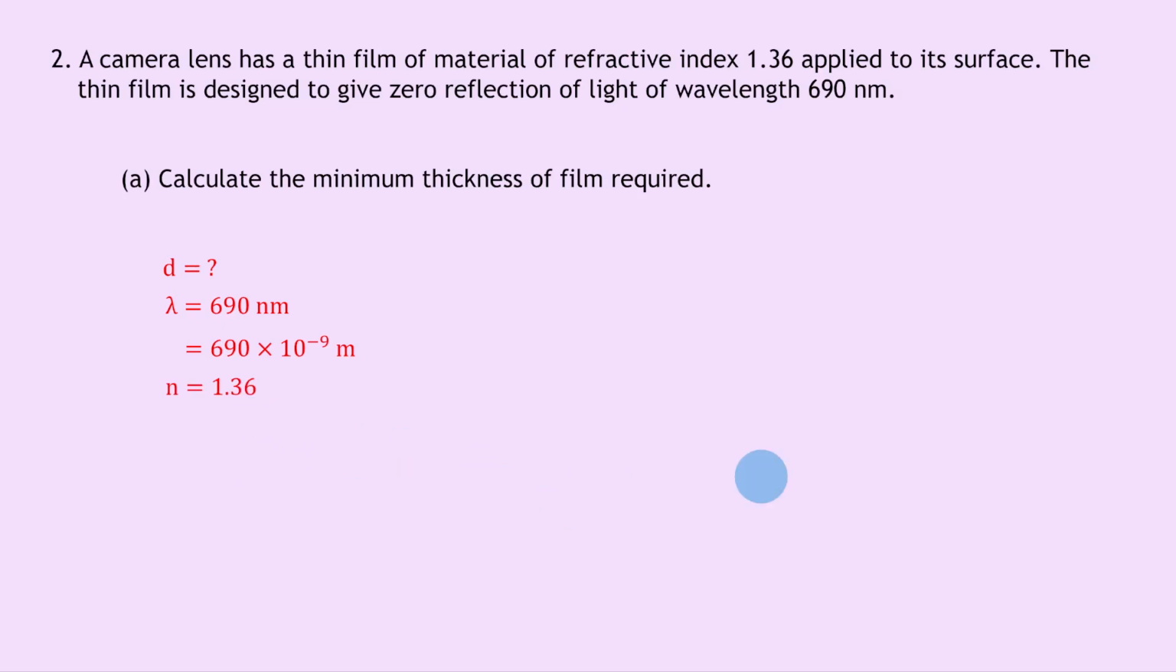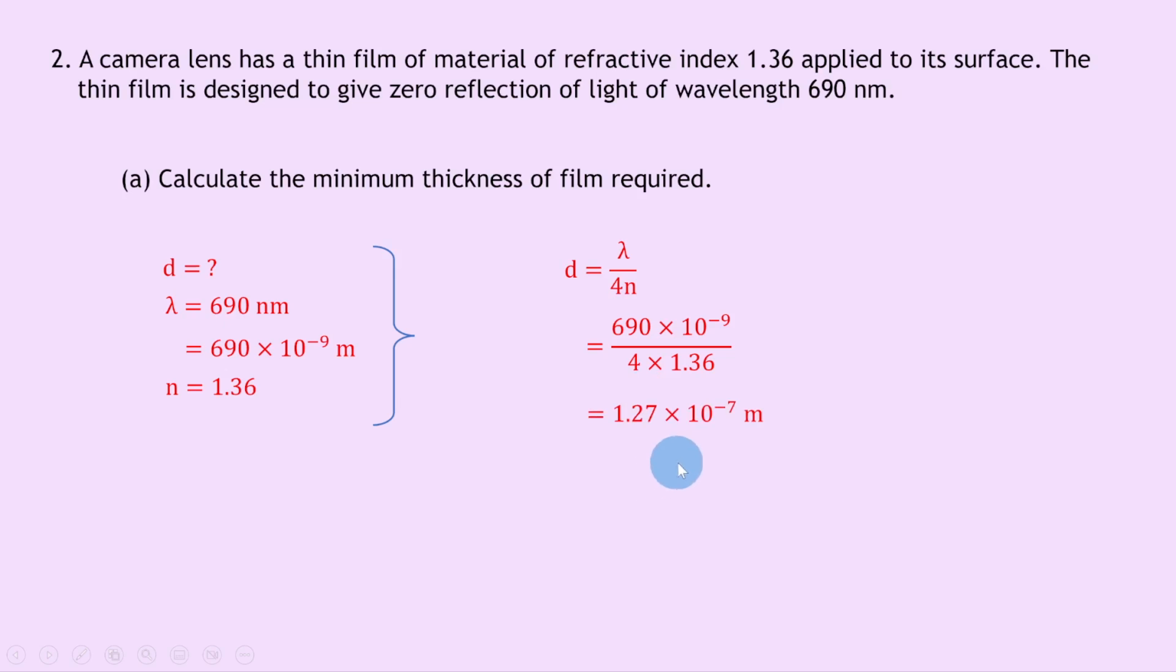Writing down our equation now for anti-reflective coatings or blooming of lenses, we have d equals lambda over 4n. Substituting in the numbers gives 690 times 10 to the minus 9 divided by 4 times 1.36, and putting that into your calculator should give you an answer of 1.27 times 10 to the minus 7 meters.